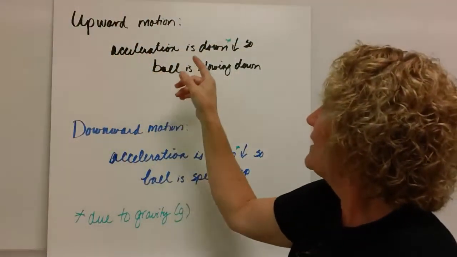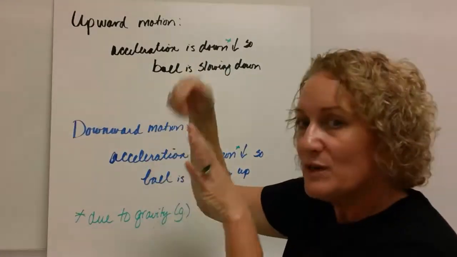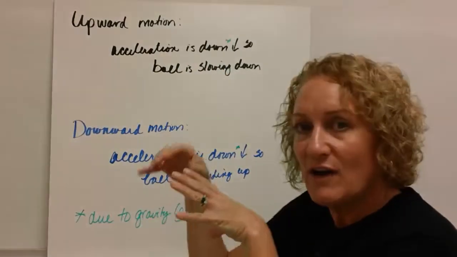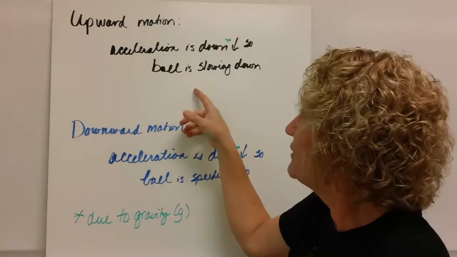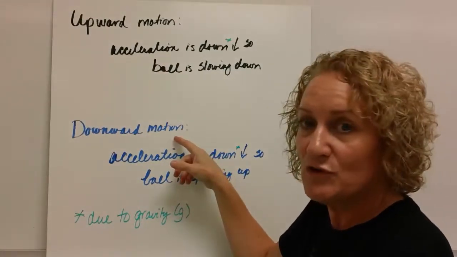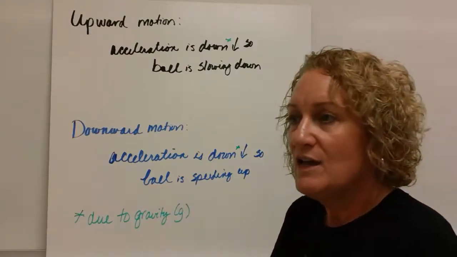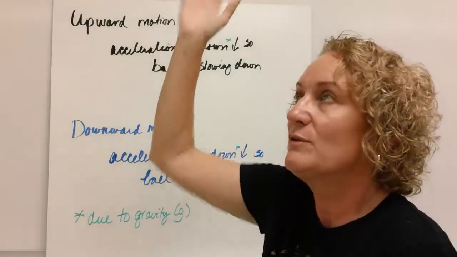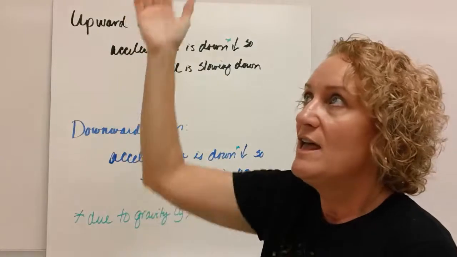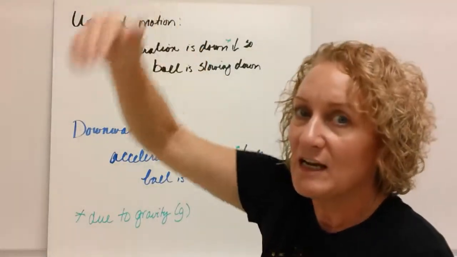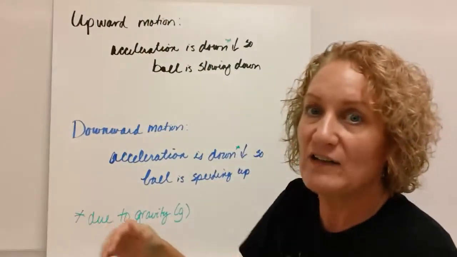Upward motion, acceleration down. Acceleration is down. Acceleration due to gravity always pulls towards the earth, so the ball is slowing down. Whereas with downward motion, acceleration is down, so the ball is actually speeding up. So it goes slower when it leaves your hand or the bat or whatever, and it reaches the peak, and then it comes down, and as it comes down, it goes faster and faster and faster.